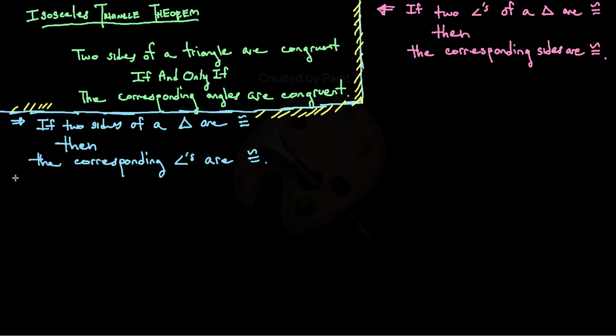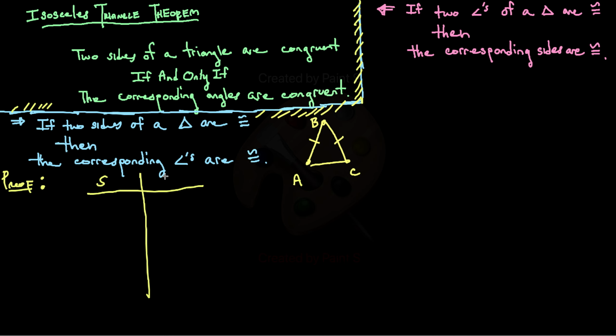So let's start with this first one. We could start by writing proof, and you could even draw a little picture here. This is saying two sides of a triangle are congruent, making it what's called an isosceles triangle when exactly two sides are congruent. So you start off with AB being congruent to BC. And what do I want to prove? I want to prove that the corresponding angles are congruent.